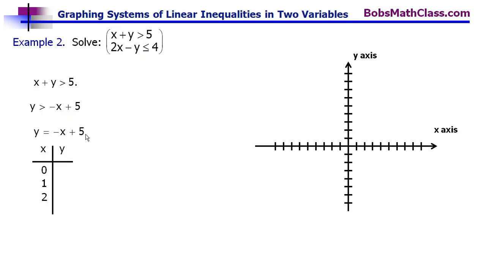If x is 0, y would be 5. If you put a 1 in here, that'll be -1 plus 5, that'll be 4. And 2, that'll make it -2 plus 5, which will be 3. I don't think we need to show the work, that's not too complicated. So go ahead and plot those points over here.